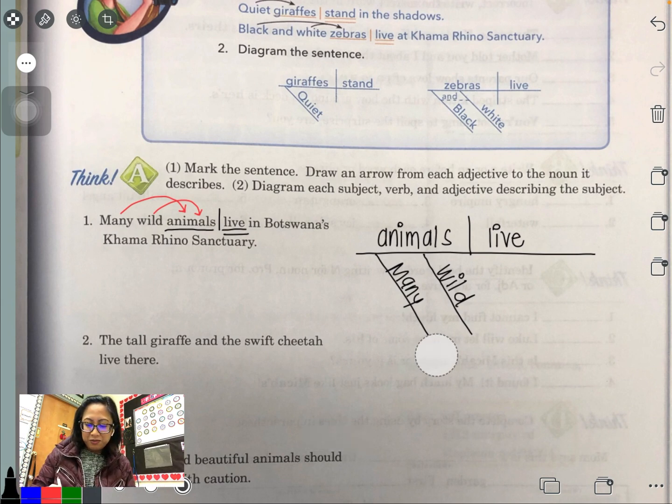That's how you diagram with adjectives. I'm going to erase this just slightly because I need room for the other diagram. Okay, so we're going to do number 2.